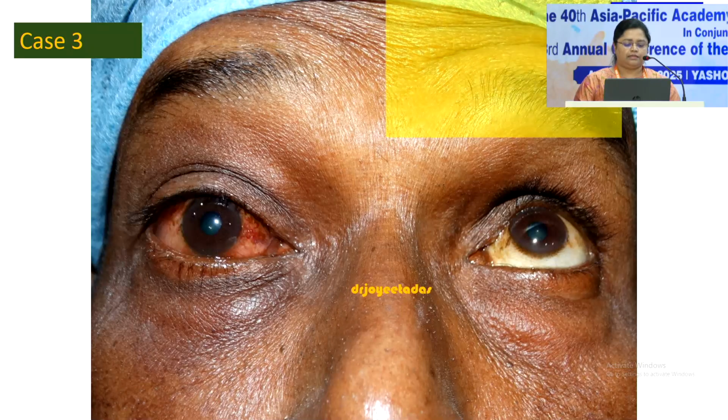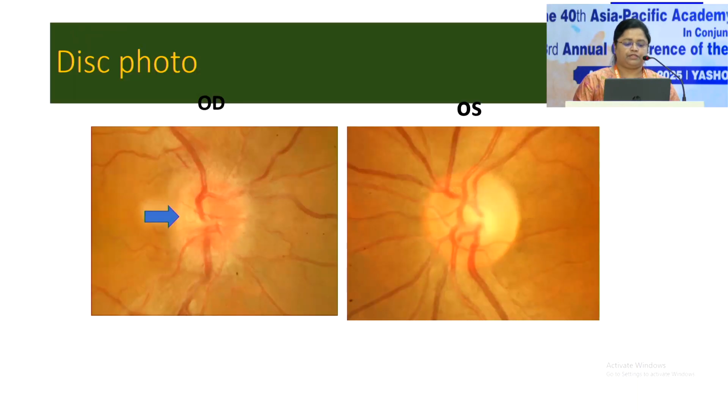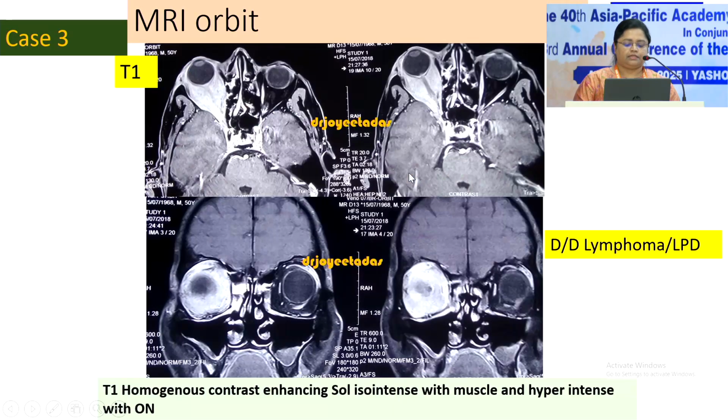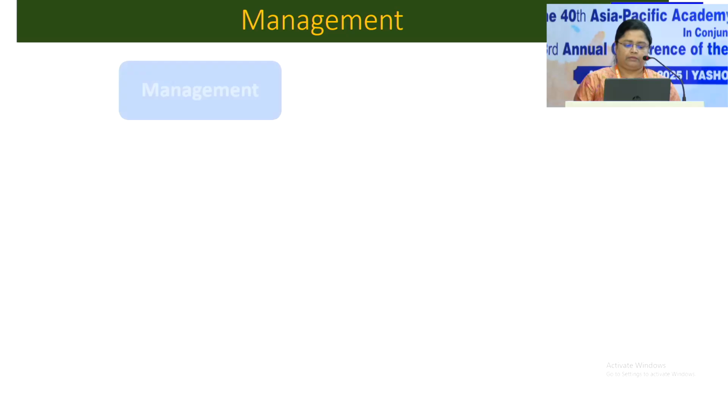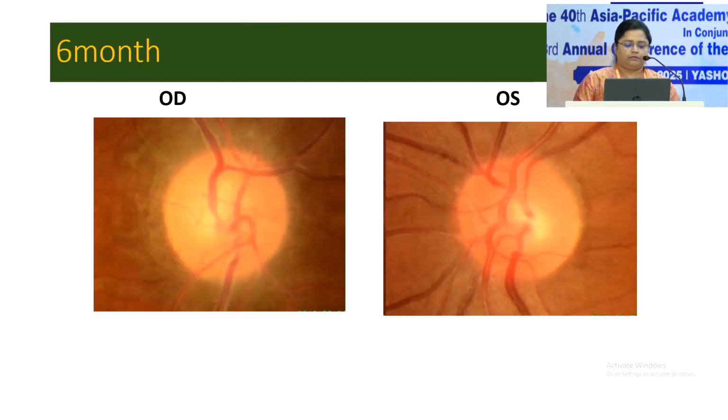This is another case which presented with acute proptosis with dimness of vision. These are the disc pictures you can see in the right eye, and in the CT scan you can see diffuse enhancement of the intraconal space, which is finely molding the globe. So I thought it could be a lymphoma, but it ultimately came out to be an IgG4 disease. This is the 6-month picture.